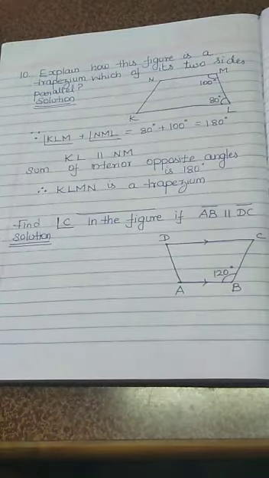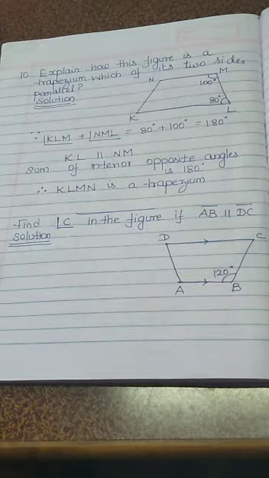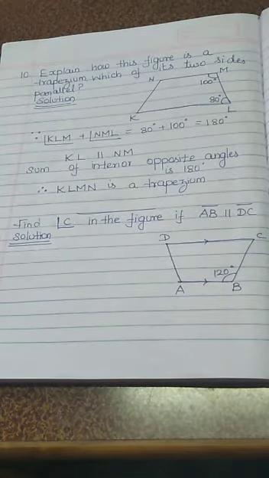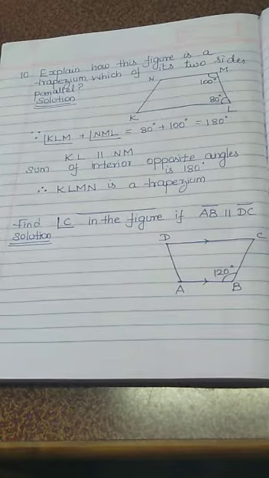Next question, 11th problem. Find angle C in the figure if AB is parallel to DC. You just look at the diagram, ABCD. ABCD is actually a trapezium. What is given? AB is parallel to DC. One of the angles is given, angle B is 120 degrees. Actually we have to calculate the angle C value only.